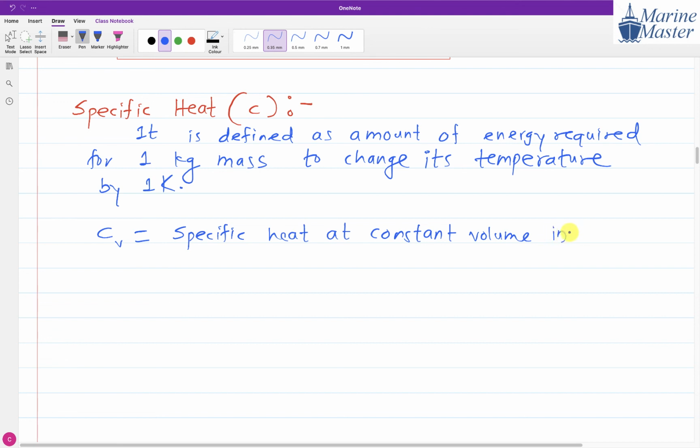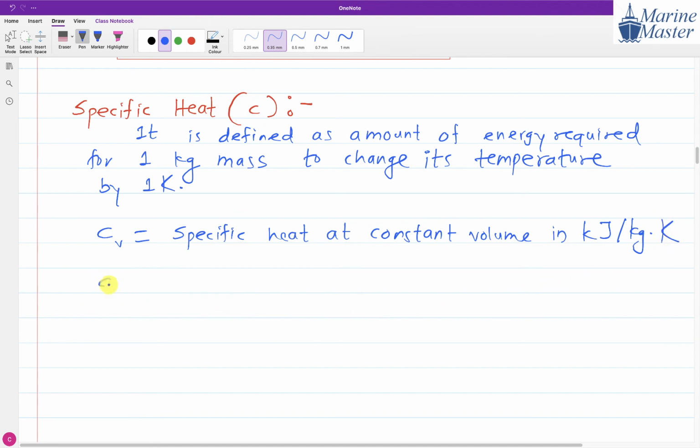Unit will be in what? Amount of energy, and the energy unit we will prefer here is kilojoule, for 1 kg mass, so per kg, and by 1 Kelvin. So the unit will be kilojoule per kg Kelvin. See the unit.